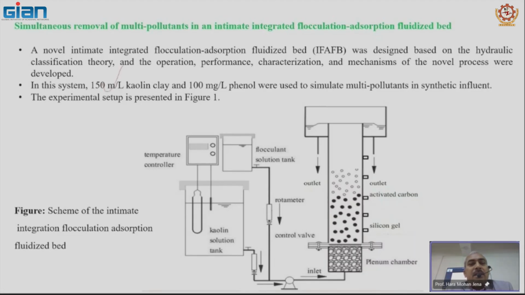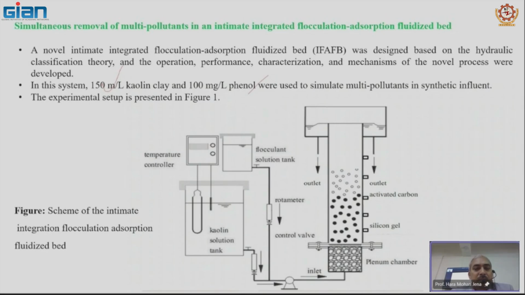150 milligram per liter kaolin clay and 100 milligram per liter of phenol were used to simulate the multi-pollutant in synthetic effluent. So both kaolin and this phenol are considered to be the pollutant here. So removal of kaolin and phenol is done.